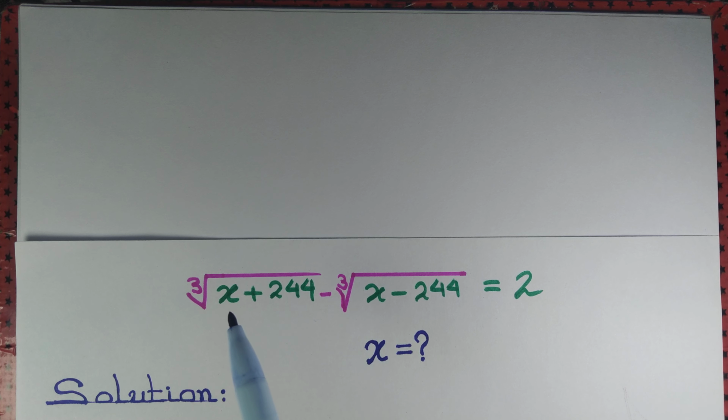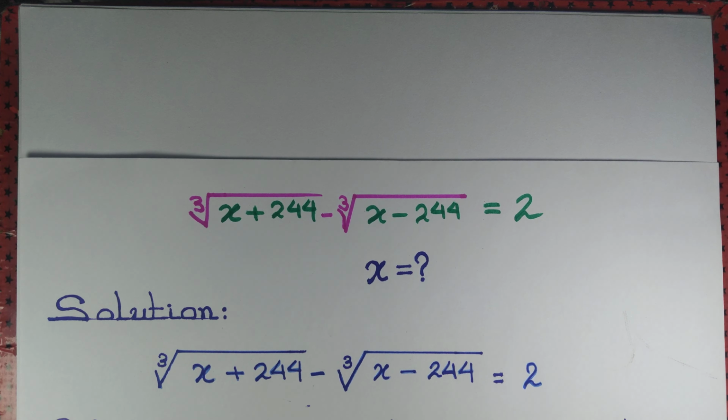Let us solve the equation cube root of x plus 244 minus cube root of x minus 244 equal to 2. So we want to find the value of x. Let's write the equation once again. Cube root of x plus 244 minus cube root of x minus 244 equal to 2.